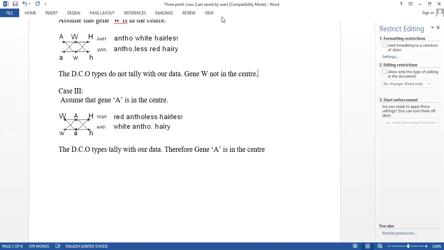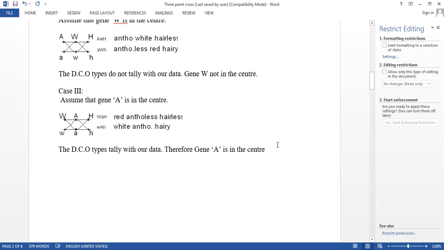So these types are matching with the types in our data. Why are they matching? They are matching because our assumption that gene A is in the center is correct. So whenever your assumption is correct, the double crossover types here will tally with the double crossover types given in the data. So what is the conclusion? The DCO types tally with our data. Therefore, gene A is in the center.